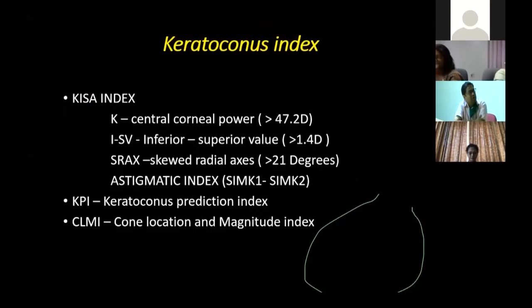So the other qualitative indices which show keratoconus are mainly the KISA index, the KPI or keratoconus prediction index, or the cone location magnitude index, CLMI. So these are the few indices for keratoconus confirmation or keratoconus diagnosis.